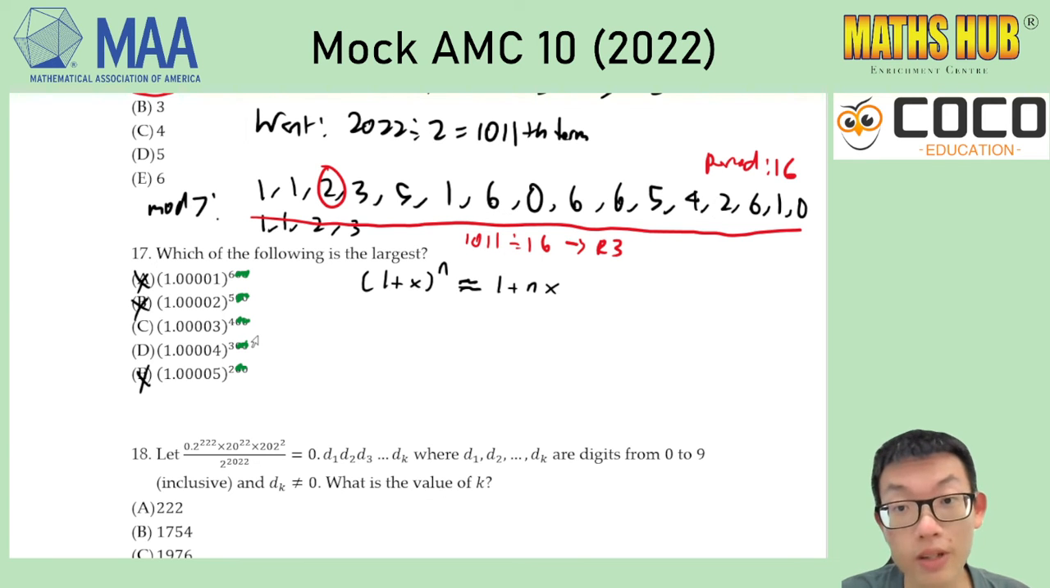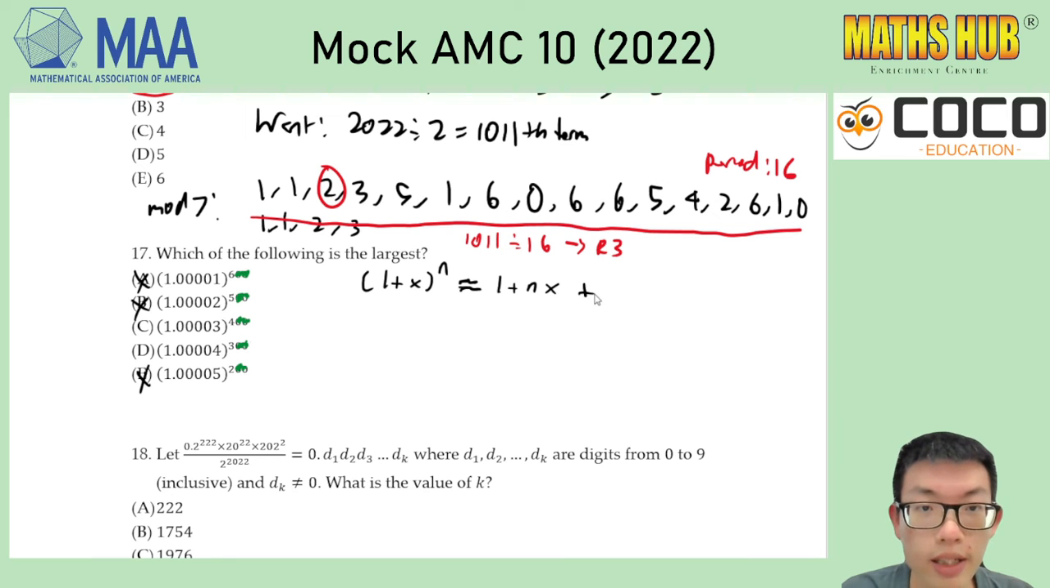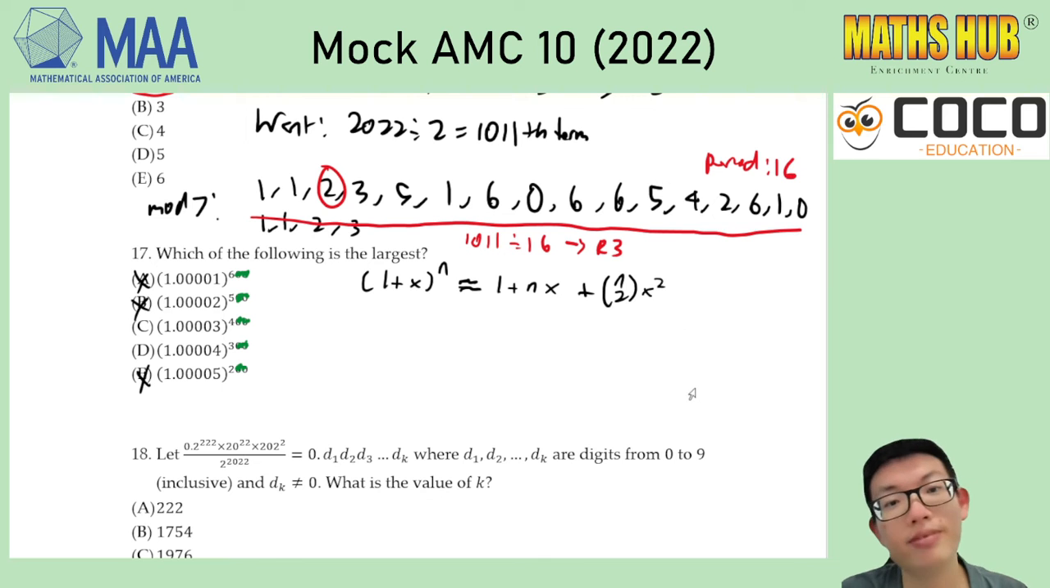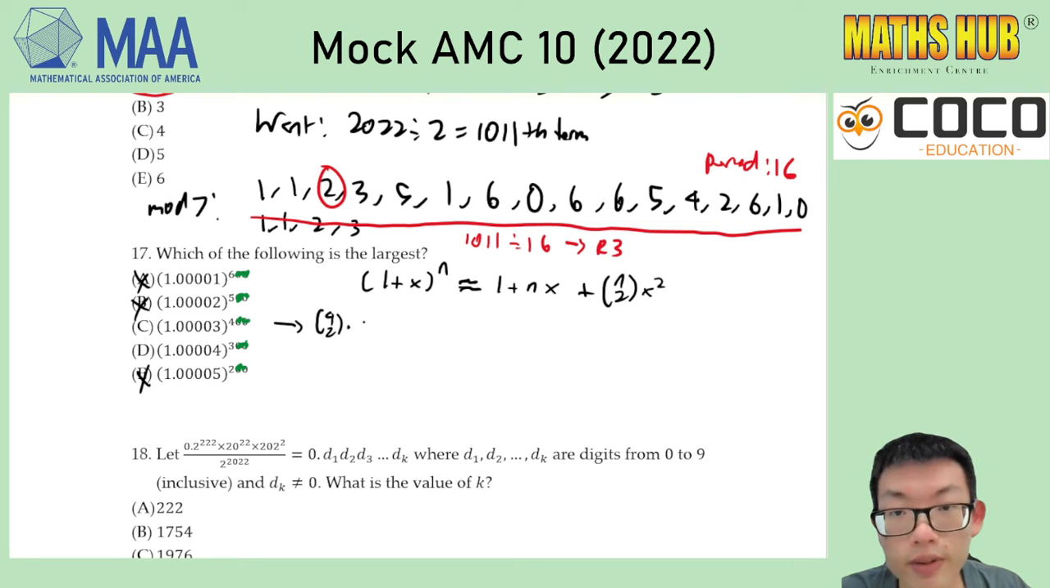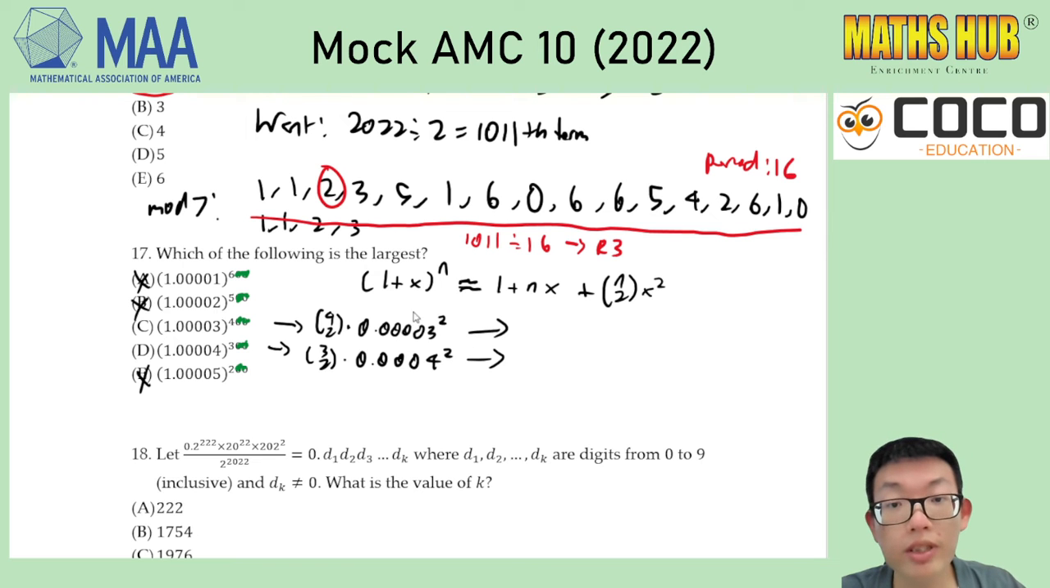And now, in order to compare them, I am going to add the next term, which is n choose 2 times x squared. This is the next term in your binomial expansion. Let's see. Option C is going to be 4 choose 2 times 0.00003 squared, and this would be 3 choose 2 times 0.00004 squared. Now I am not going to deal with all those zeros.